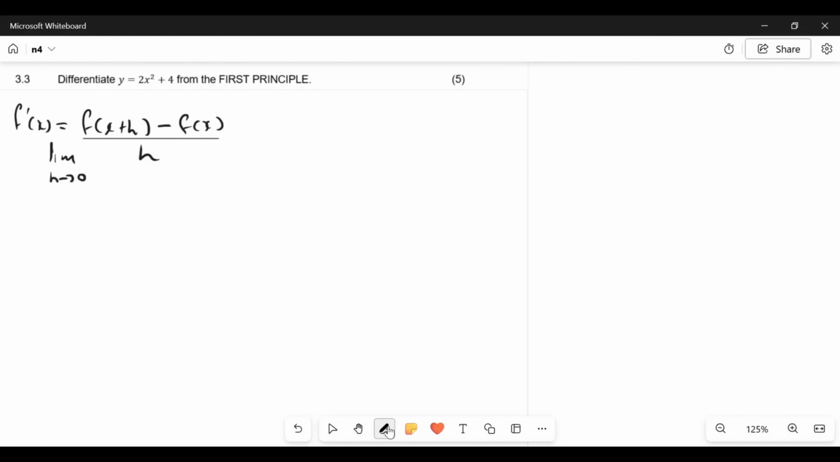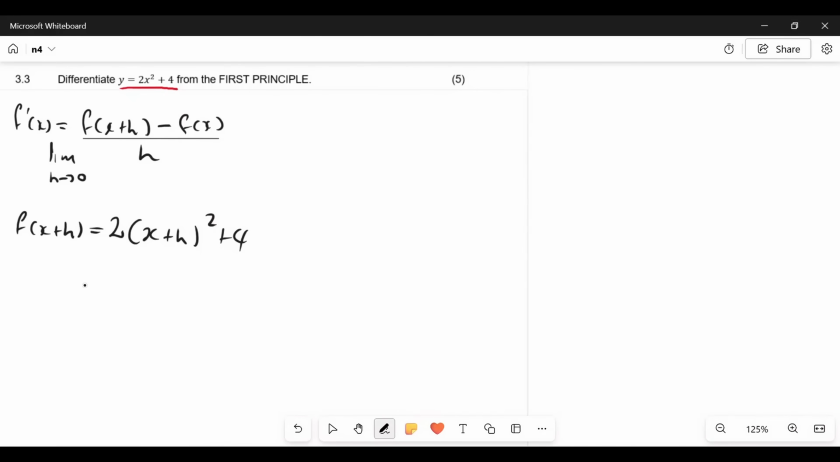We do have our f of x. By the way, f of x is what is given to us, which is going to be substituted there. We also need to find our f of x plus h. In order to find f of x plus h, it's very simple. Wherever there is x, you substitute with x plus h. Here's what I mean. Your f of x plus h, from the original equation, is 2 times x plus h, squared, plus 4.